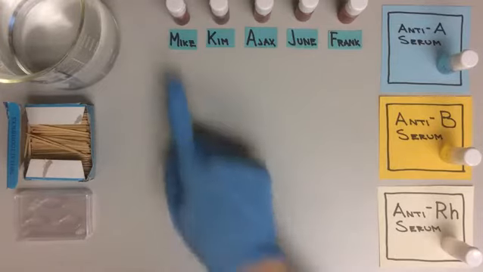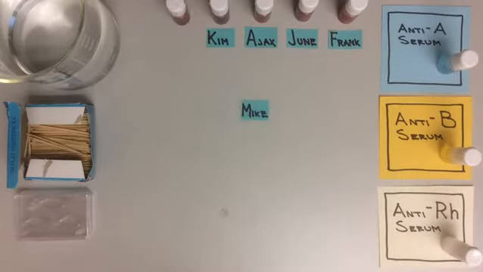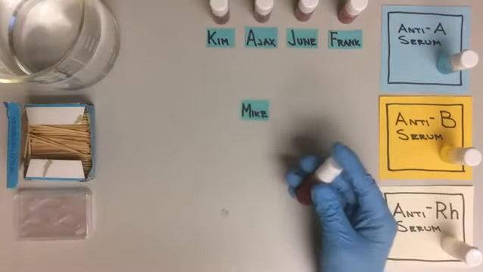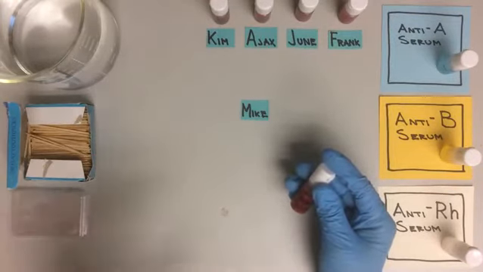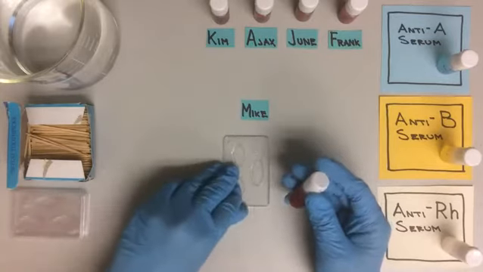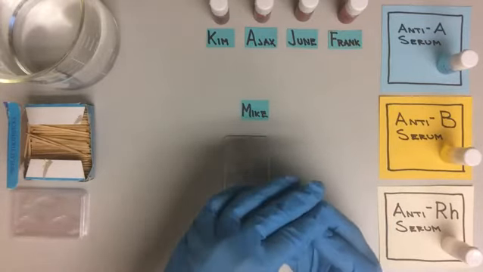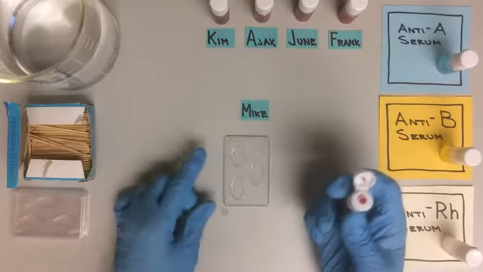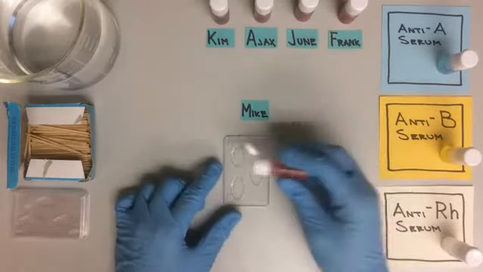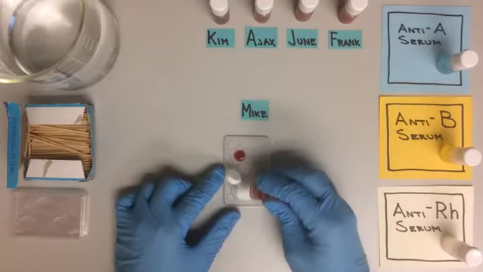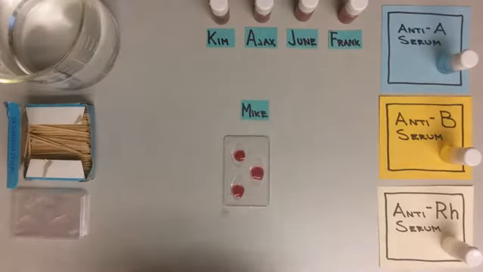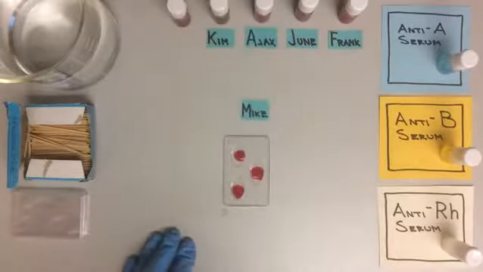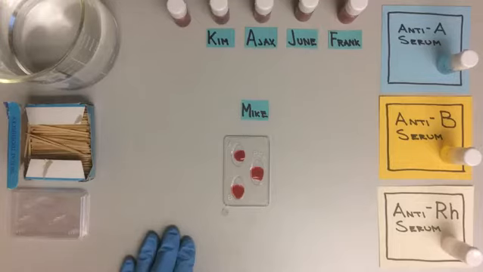So our first individual, let's call him Mike. We have his blood sample here, and we want to figure out what blood type he is. So, we put some of his blood in each of these 3 wells on the blood typing slide, and we use anti-serums to work out what blood type this individual is.